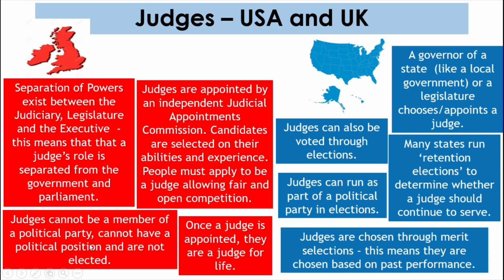Also in the UK, judges cannot belong to a political party and cannot hold a political position. This is very different to the USA because judges are voted through elections and can run as part of political parties. Again, we can see that in the USA, there isn't a clear, distinct separation of powers between the judiciary, legislature and the executive. Furthermore, judges are chosen through merit selections based on their past performance. However, in the case of the UK, a judicial appointments commission selects judges based on abilities and experience, as opposed to past performance of the judge. This means that a judge might have been a barrister or a solicitor in the past and has a lot of legal experience and knowledge.